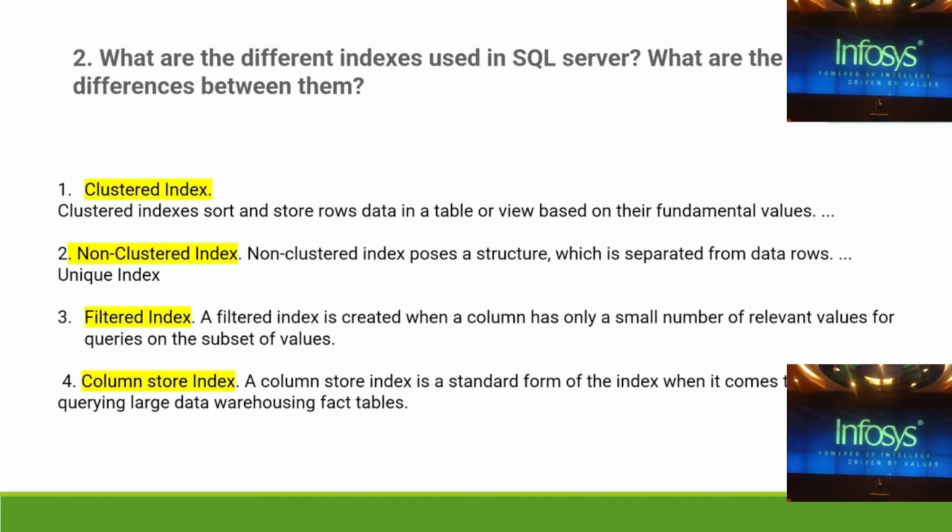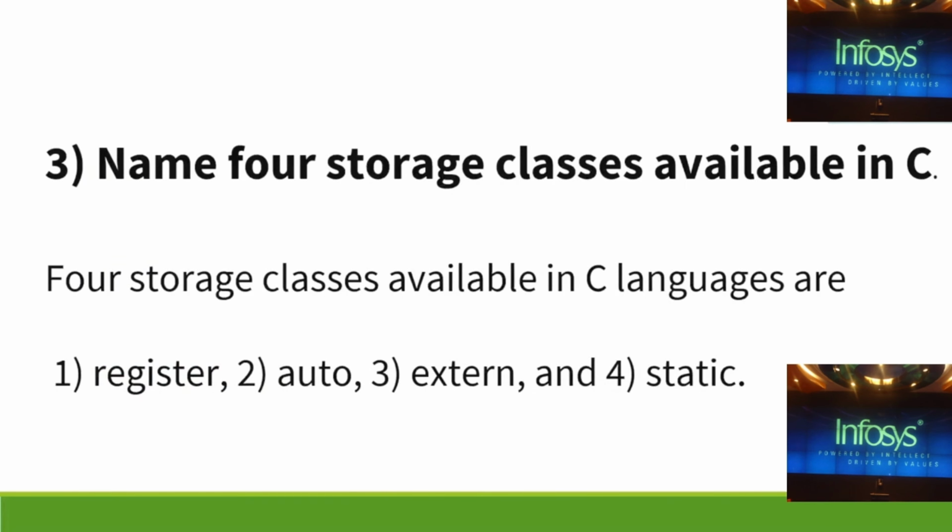A clustered index sorts and stores rows of data in a table or view based on their key values. A non-clustered index is a structure separate from the data rows. So these are the definitions: clustered index, non-clustered index, filtered index, and column store index. So the second question is complete.